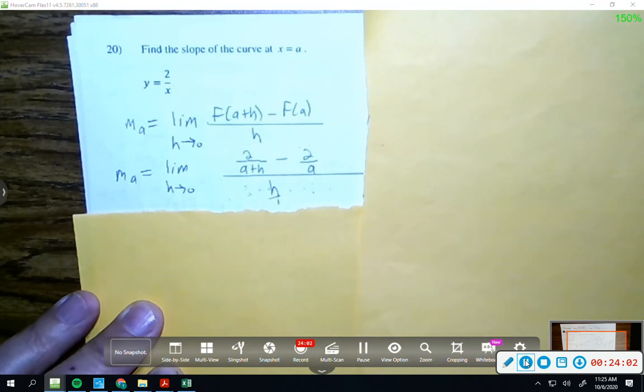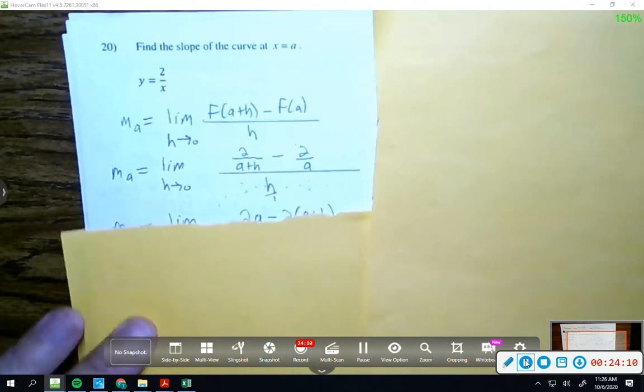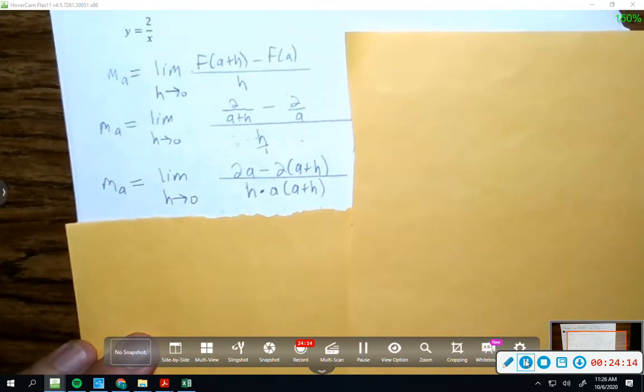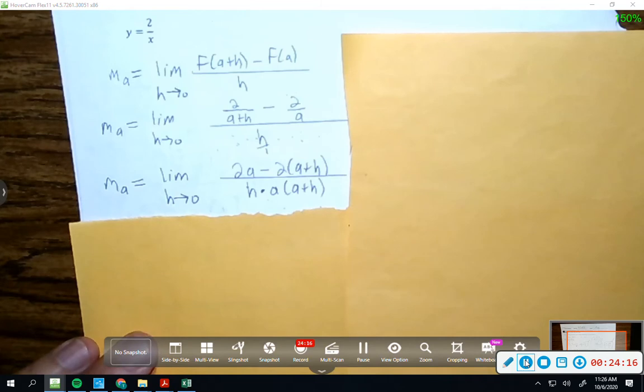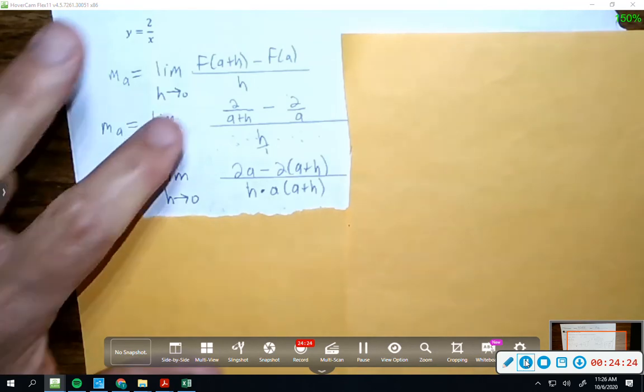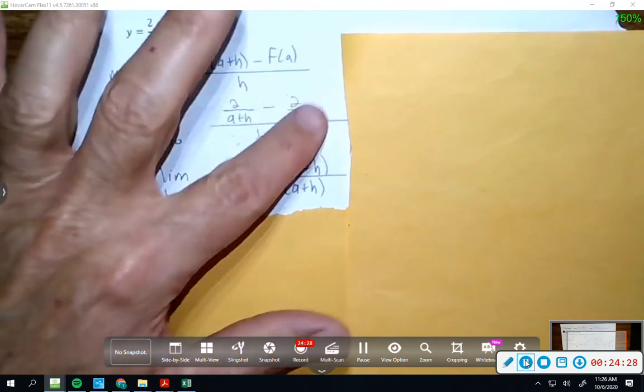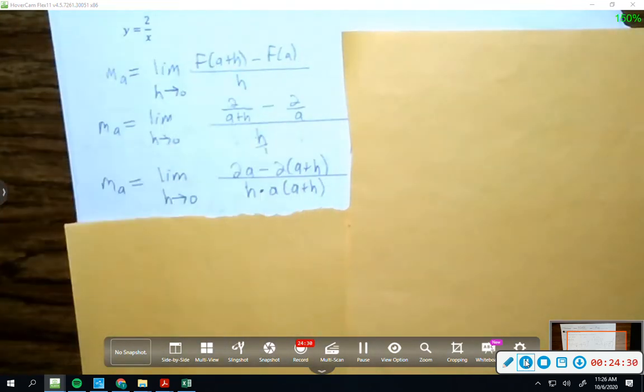But I can't forget to multiply the h times a plus h as well. And if you do that, you get something that looks like this. I multiplied the 2 fractions on top in the numerator and the h all by a times a plus h. It's the easiest way to go from complex to non-complex. I will always do it that way, but you're more than welcome to make this all one fraction multiplied by the reciprocal if that works better for you.